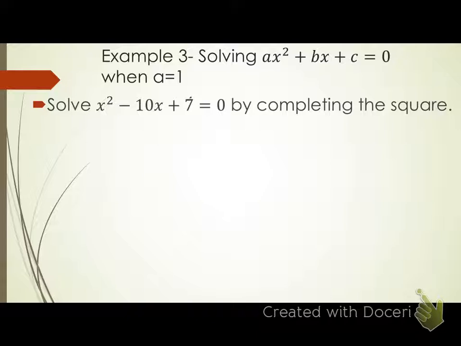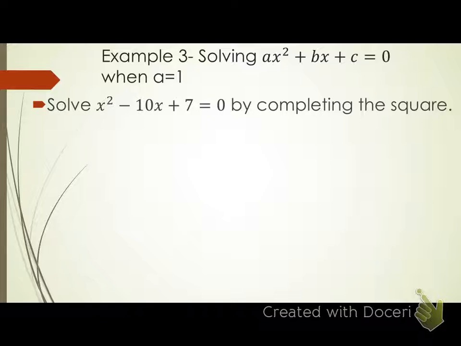So now let's actually solve an equation by completing the square. It says solve x squared minus 10x plus 7 equals 0 by completing the square. This is an example where our a value equals 1. The number in front of my x squared term is 1. So let's first look at it and see if I'm able to just factor this right off the bat like usual. Are there any numbers that multiply to give me 7 and add to give me negative 10? No. So I'm not able to just factor normally, am I? So let's complete the square.